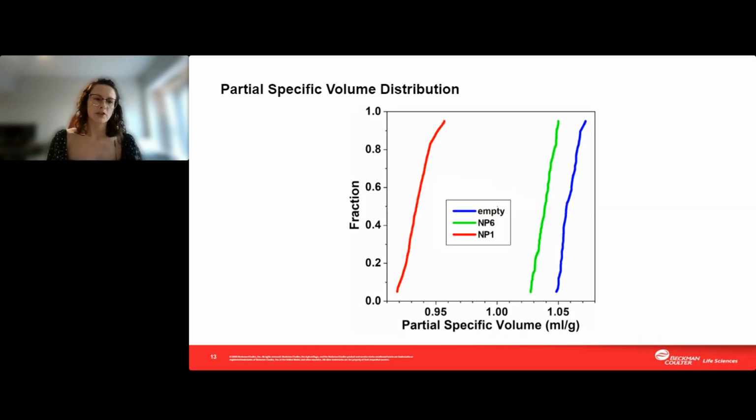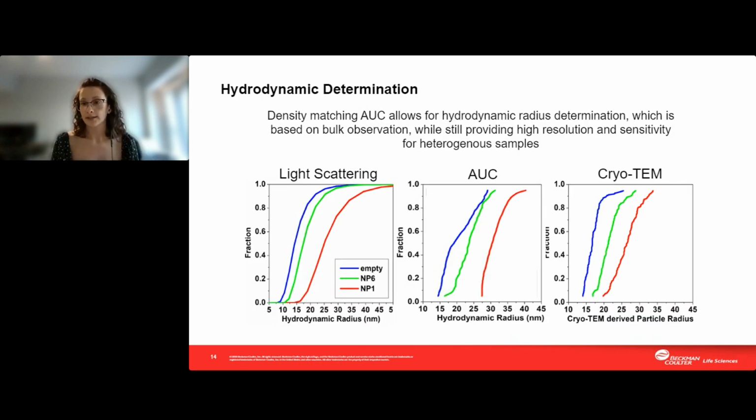So once we have the partial specific volume of our samples, what we can do is actually mathematically calculate the hydrodynamic radius. Since this isn't very frequently done with AUC, we compared the results to light scattering and cryo-TEM. You can see that all 3 of these plots look pretty different. They have different shapes in their lines, and that would be expected just based on the different calculation methods that the 3 different methods use.